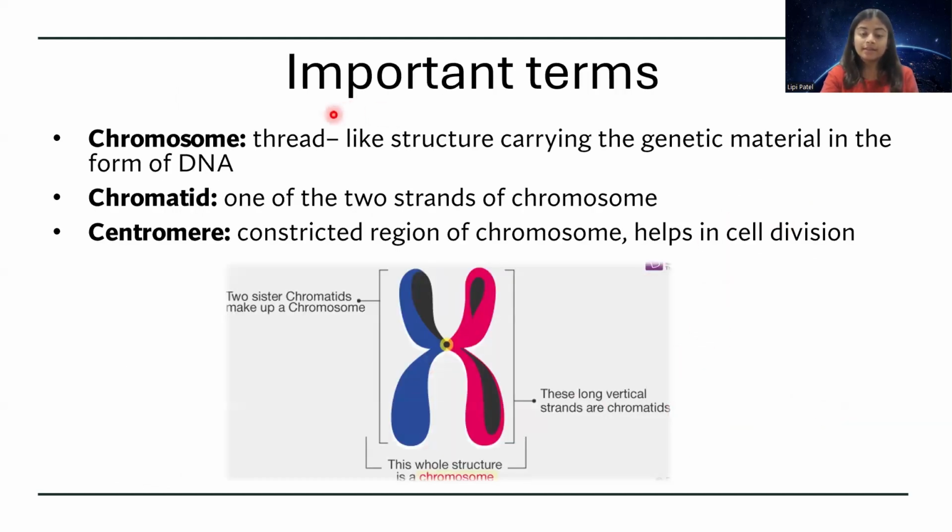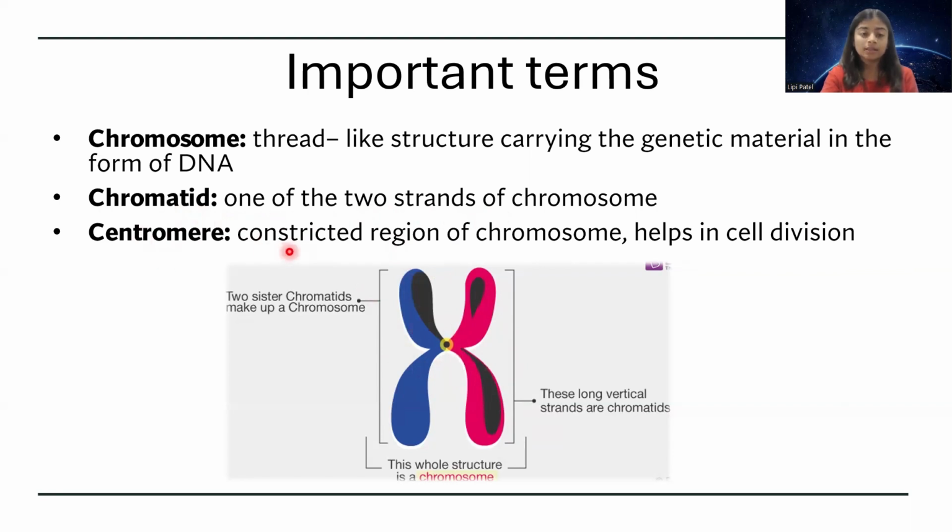Now let's understand the important terms necessary for this particular lab. First is chromosome. It is a thread-like structure carrying the genetic material in the form of DNA. This is a structure of a chromosome. This entire structure is known as chromosome. Chromatid, it is one of the two strands of chromosome. So this blue colored part here is one chromatid, and pink or red colored part is the second chromatid. So two chromatids combine together to form a chromosome.